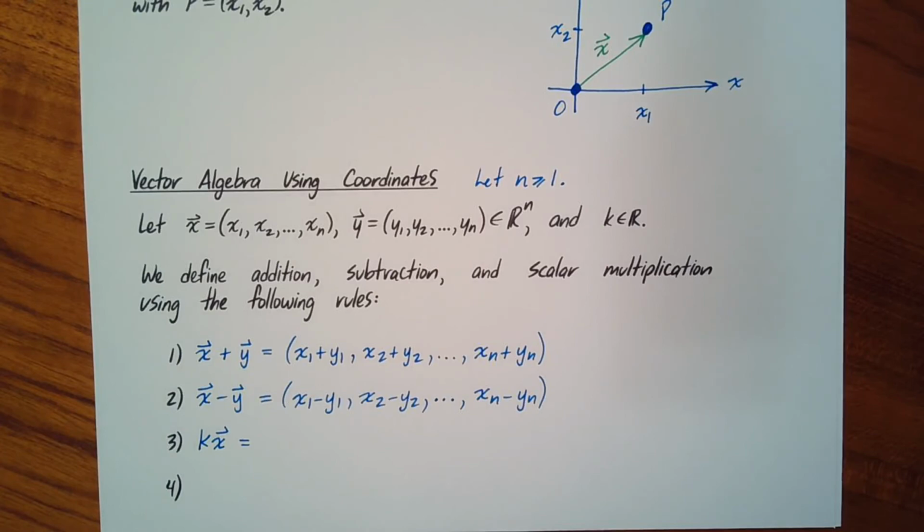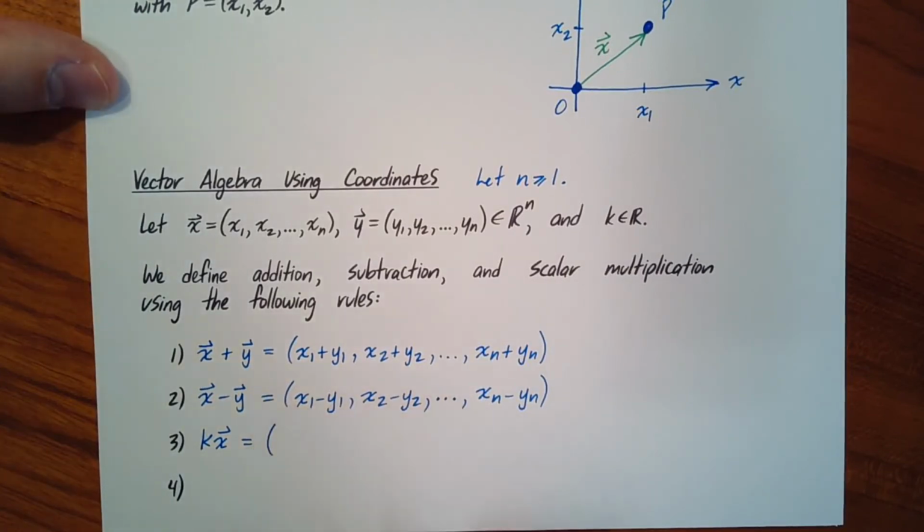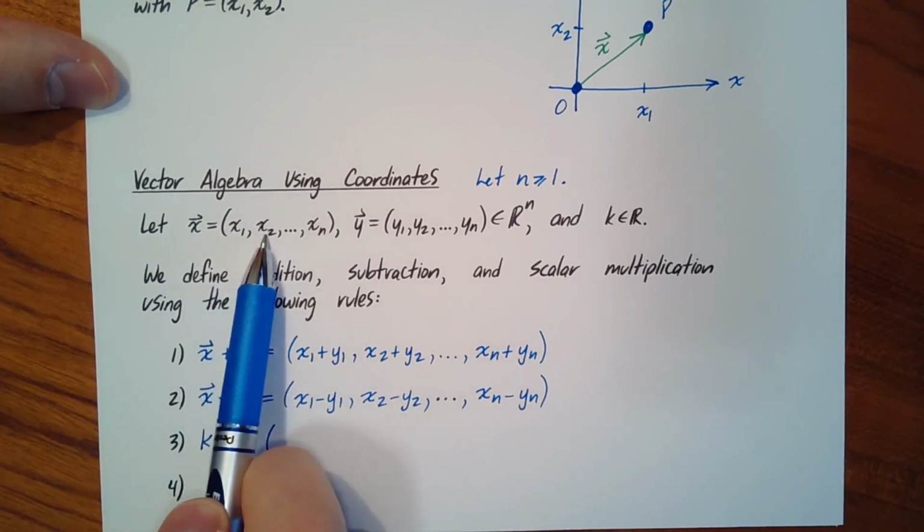If you were to multiply a matrix by a scalar, the effect that you're going to see is that every entry in the matrix is going to get multiplied by that scalar. But in this case, instead of entries, we have coordinates. So we're just going to multiply every coordinate of the vector x by the scalar k. So just multiply each of these coordinates by k.